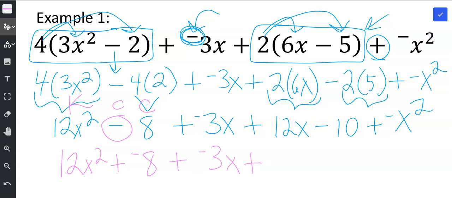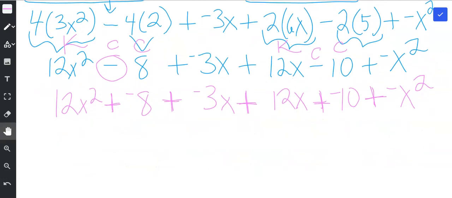that is subtraction, and I keep the 12x, and then I change the subtraction to addition, and then I change the positive 10 to a negative 10, and now all that we have between is addition. Every single symbol in between is addition. And according to the commutative property of addition, we can change the order.